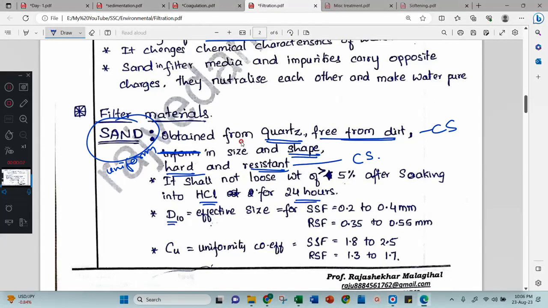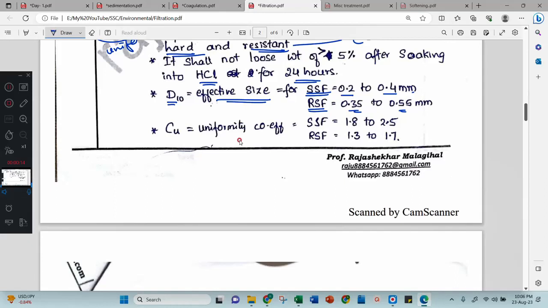Then D10 is considered as the effective size. In geotechnical engineering, we know that in a slow sand filter, the D10 value must be 0.2 to 0.4 mm. In a rapid sand filter, it is 0.35 to 0.55 mm. Then CU, the coefficient of uniformity, should be 1.8 to 2.5, and 1.3 to 1.7. It is the coefficient of uniformity.